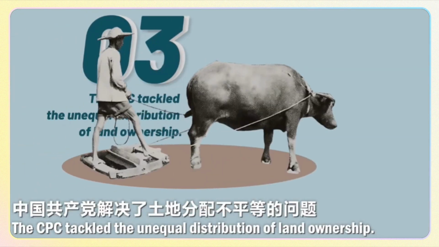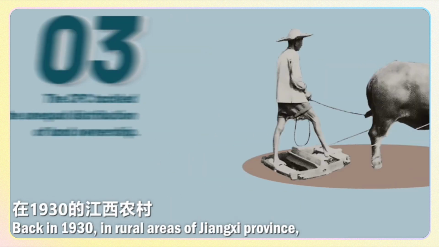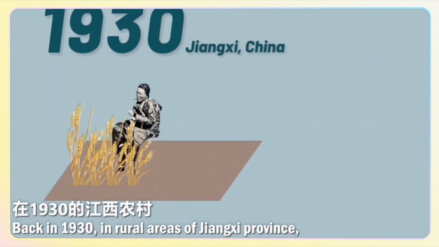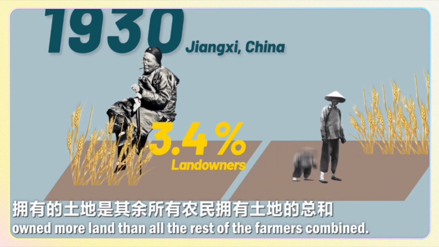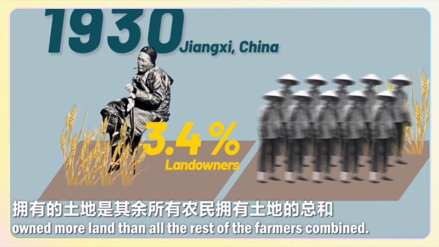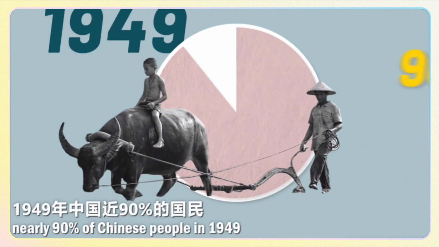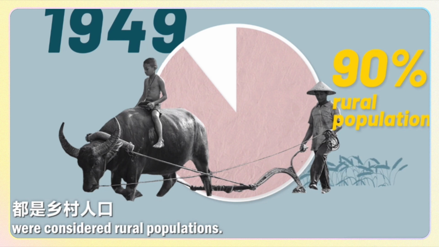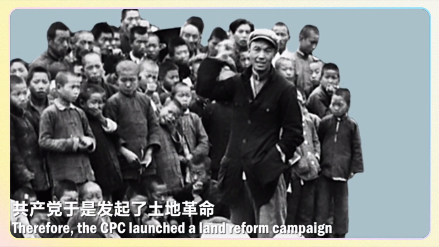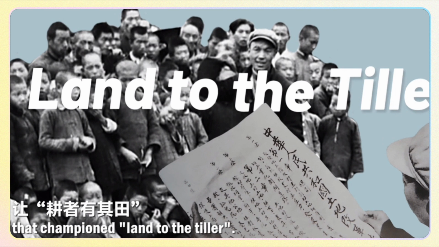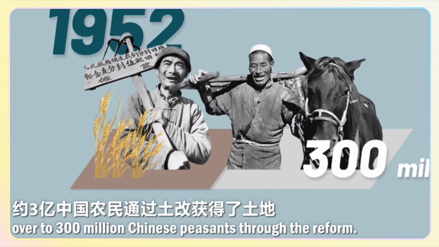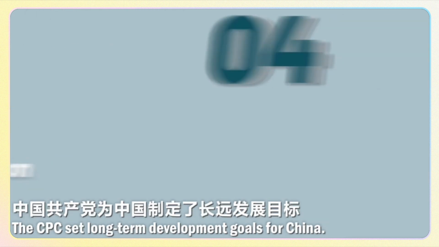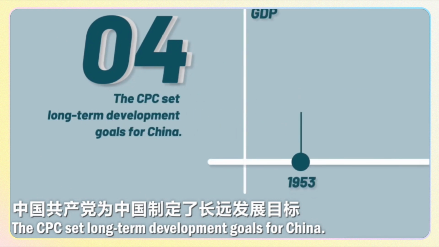3. The CPC tackled the unequal distribution of land ownership. Back in 1930, in rural areas of Jiangxi province, the landowners who made up 3.4% of the rural population owned more land than all the rest of the farmers combined. According to statistics, nearly 90% of Chinese people in 1949 were considered rural populations. Therefore, the CPC launched a land reform campaign that championed land to the tiller. By the end of 1952, 46.5% of the country's arable land had been turned over to 300 million Chinese peasants through the reform.